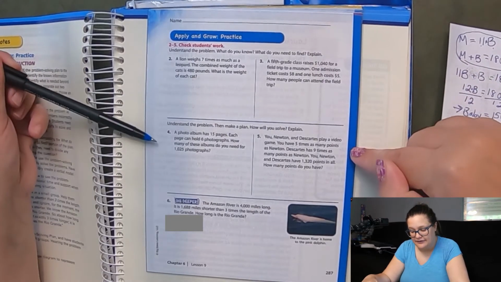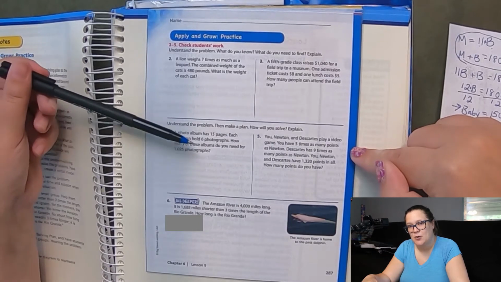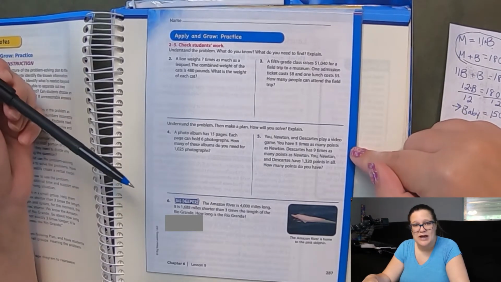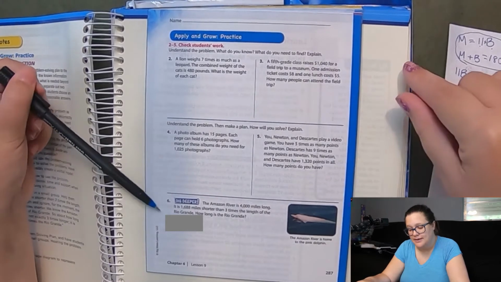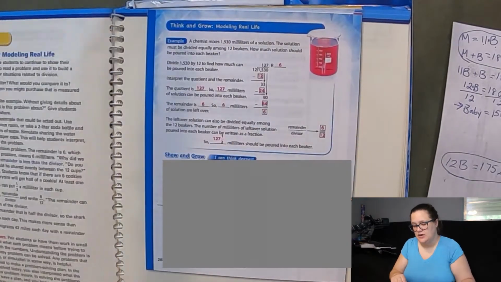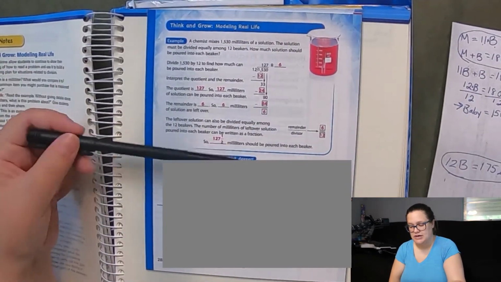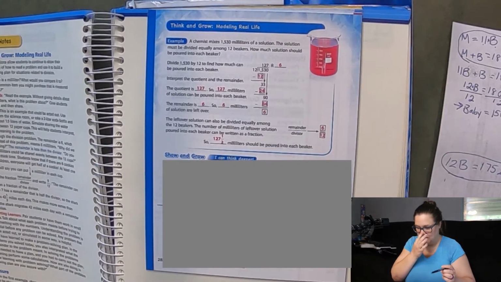Numbers 4 and 5, understand the problem. Make a plan. How will you solve? Again, you don't have to solve, you just have to show me your plan. Number 6, you do need to solve. Okay? Let's look at our word problem here. We'll do this one together and then you can continue on with the rest.